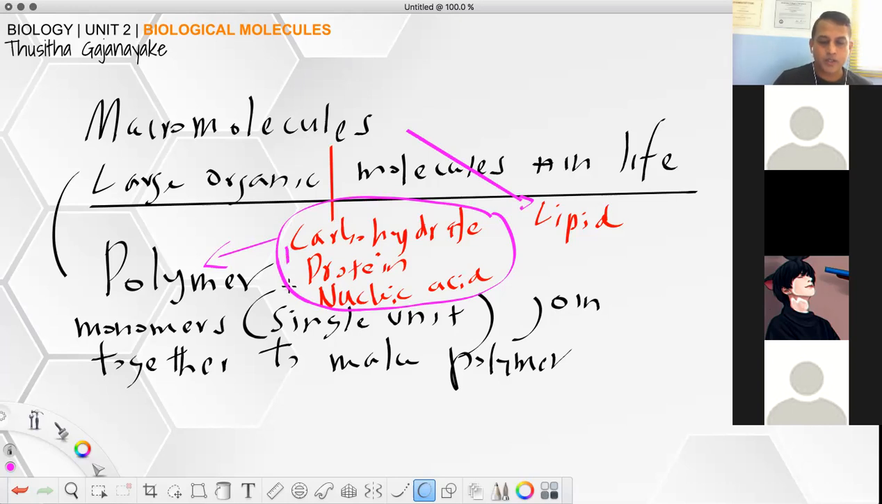So 1, 2, 3. Carbohydrate, protein, nucleic acid are polymers because they are made out of monomers. Lipid is not made out of monomers. So it doesn't have a single unit to make the big molecules. So this is the definition of macromolecules and the definition of polymers. So you can copy this down under macromolecules.